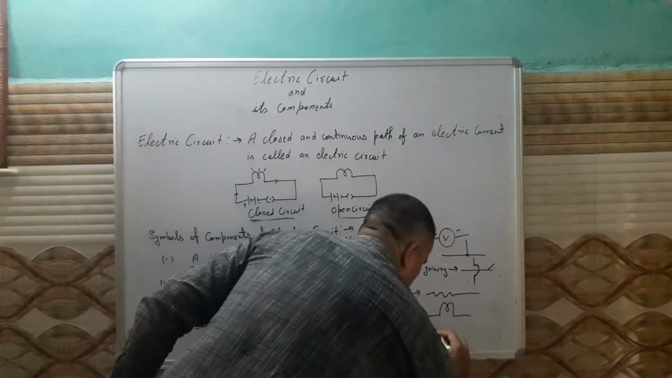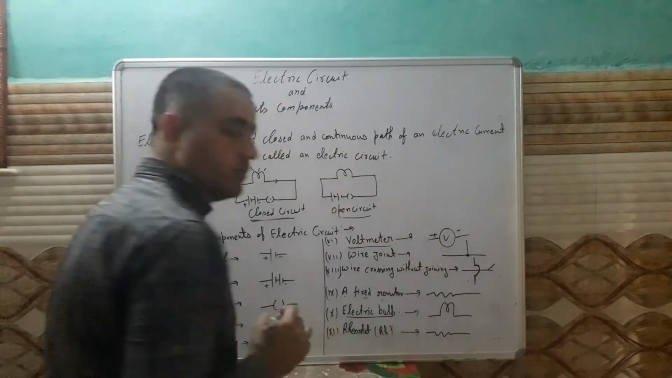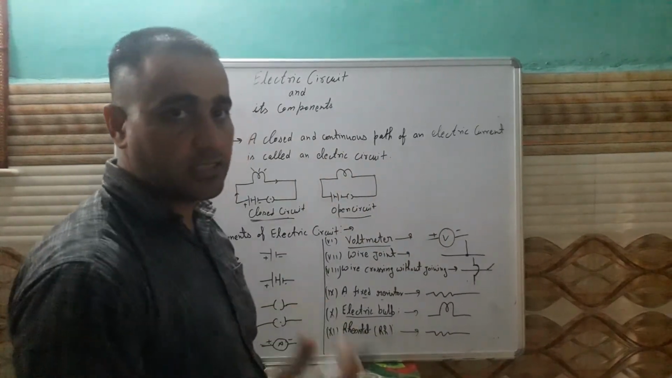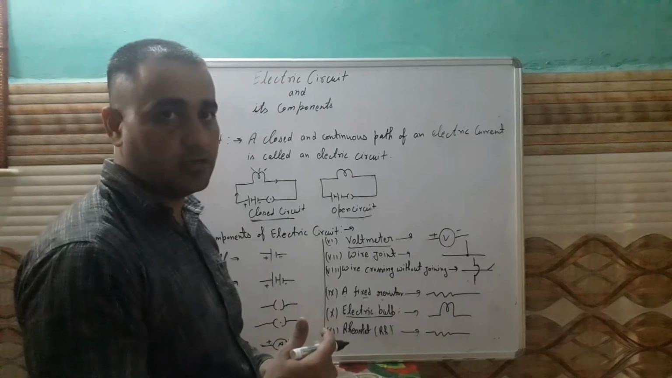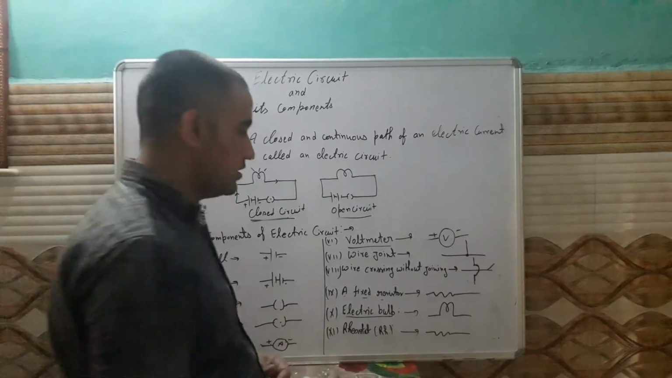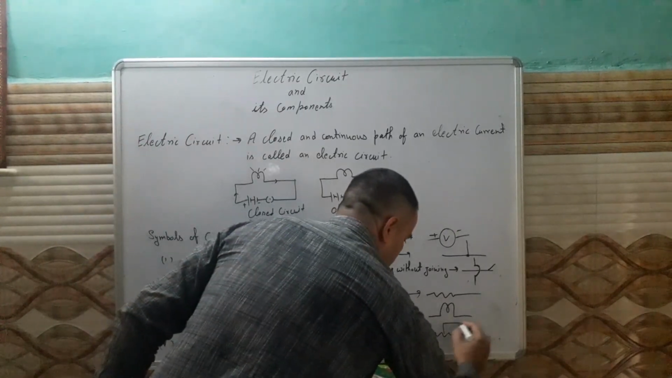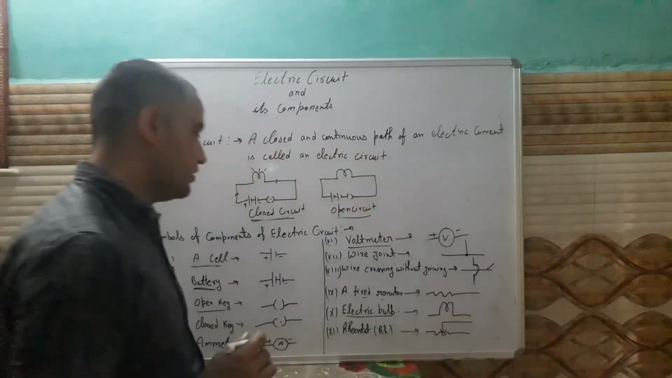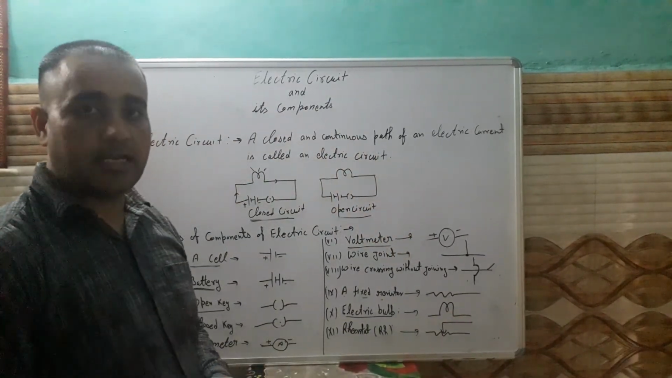How can we represent the rheostat? A rheostat is a device which we use in an electric circuit to control the amount of current by changing the resistance of the circuit. We can represent it in this way. This is the symbol of the rheostat in an electric circuit.